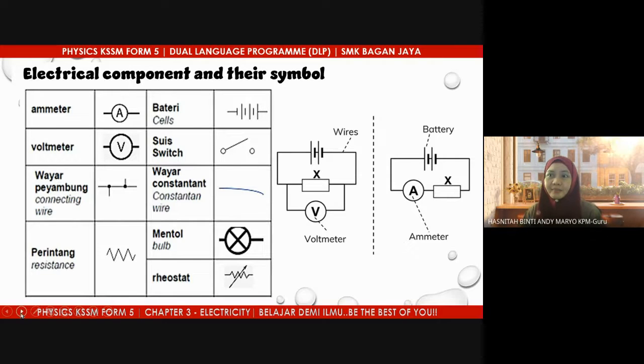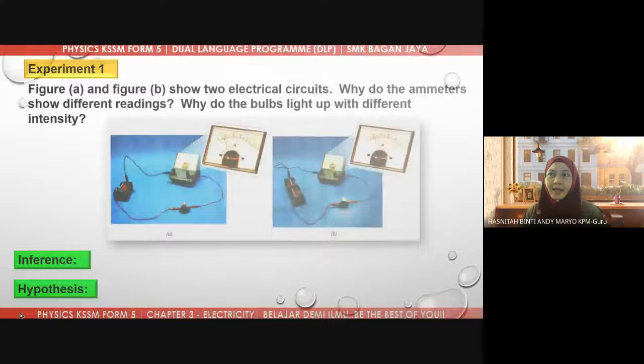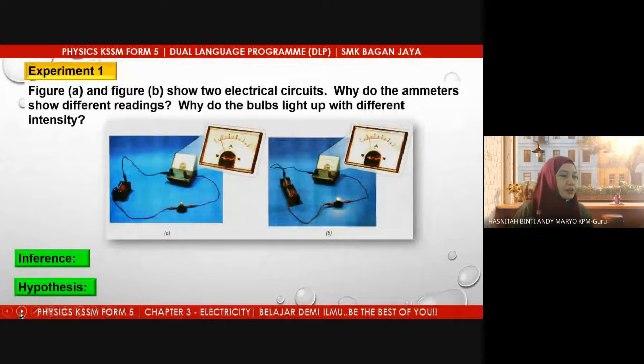Okay, next. This is the first experiment on page 1 of your module, to study the relationship between current and potential difference. You are given this situation, students, figure A and figure B. It shows two electrical circuits. The question is, why do the ammeters show different readings? Can you spot 3 differences in this figure?